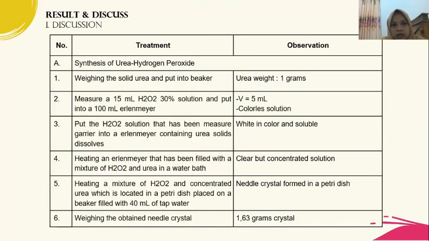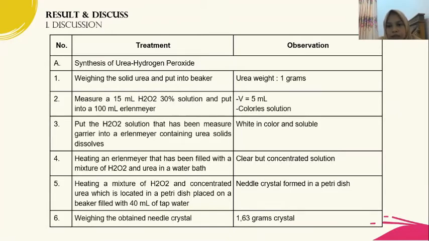The result, synthesis of urea-hydrogen peroxide: weigh the solid urea and put it into a beaker. Measure 15 milliliters of 30% H2O2 solution and put it into a 100 milliliter Erlenmeyer. Put the measured H2O2 solution into the Erlenmeyer containing the dissolved solid urea, white in color and soluble. Heat the Erlenmeyer containing the mixture of H2O2 and urea in a water bath.